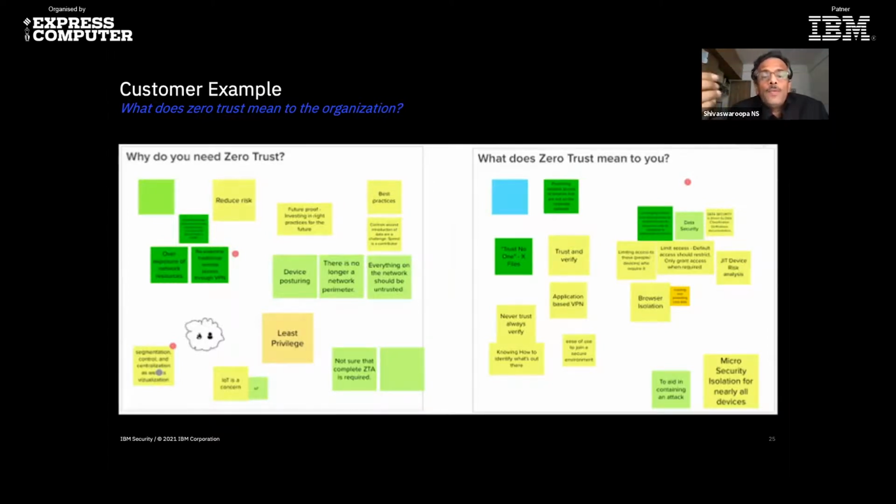Similarly, what zero trust means to you is in terms of the outcomes that they think it will deliver. Like if you see here, someone has said application based VPN, someone has said micro security isolation. That is where I was going when I said that you need to segment your workloads, classify your workloads, so that even if there is a breach, hackers cannot move freely between one category of workload to another category of workload, right? So these are some of the things that we will get out of the workshop.